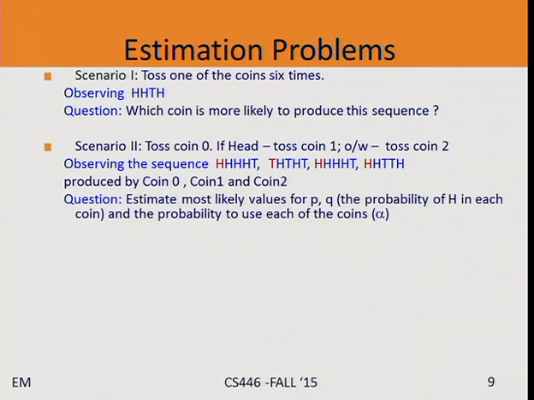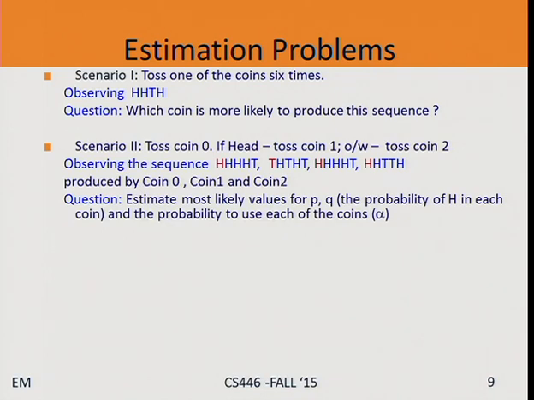The question is, in this case, I'm asking you a harder question. I want you to estimate the most likely value for P, Q, and alpha. What's the most likely value of alpha here? 0.75. So you observe H, T, H, H, and therefore you know that this was produced by alpha.